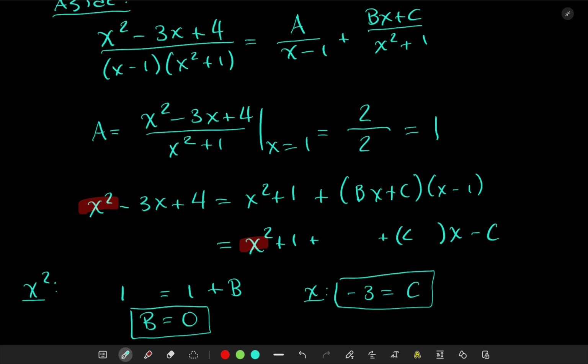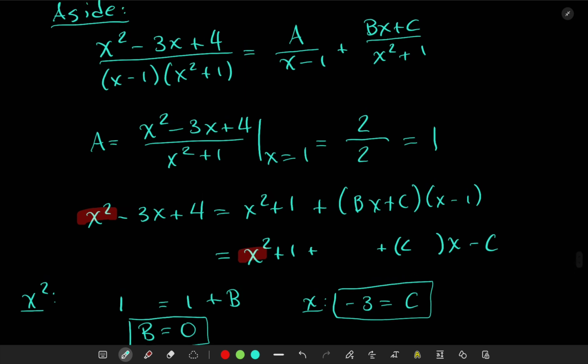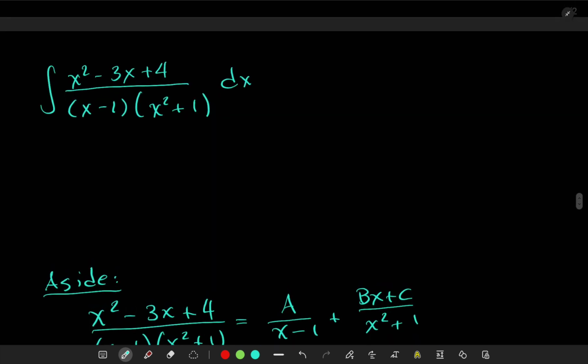In any case, that's the third approach I kept advertising to finding the coefficients that I wouldn't do, but just in case some people would like to do it that way, I put it out so you also know how to do it. So using the coefficients that we obtained, this is written as the integral of 1 over x minus 1, that was my a. Then b was 0, and c was -3 if I remember correctly. So minus 3 over x squared plus 1.